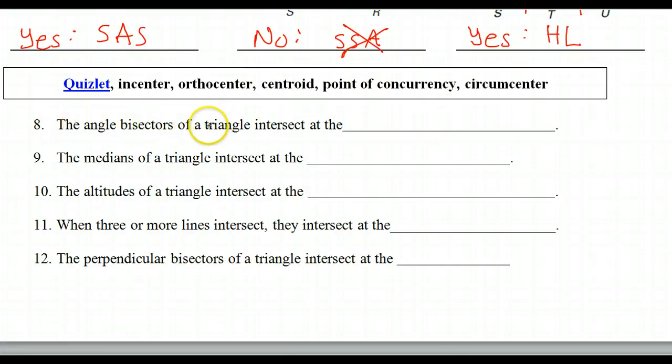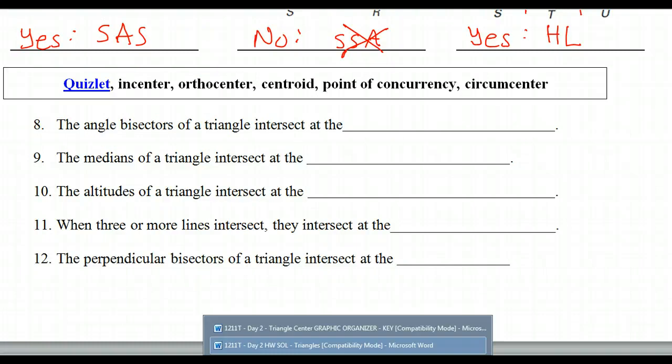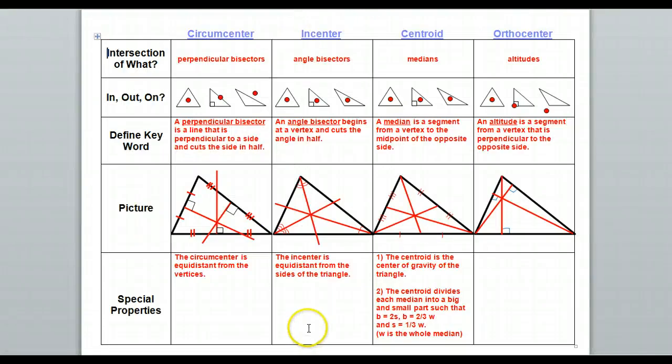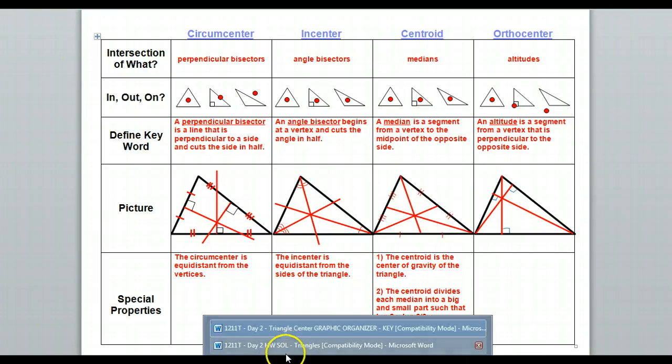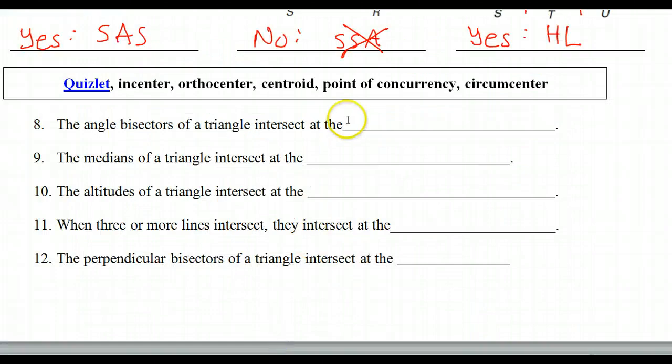Angle bisectors. Okay, so the deal is, let's look back at our graphic organizer. Angle bisectors, that's the incenter. So the incenter is formed if you draw multiple angle bisectors, splitting these angles down the middle, that's going to be the incenter. Okay, so incenter.